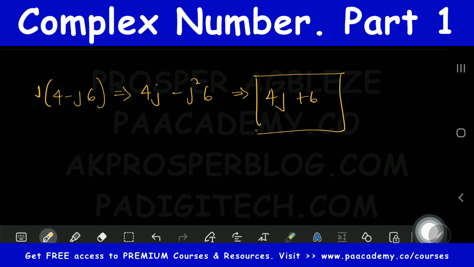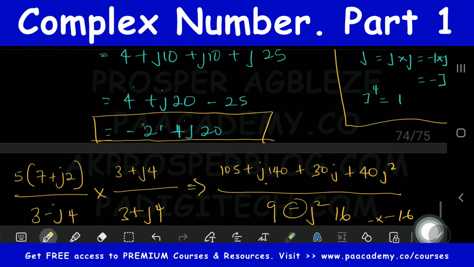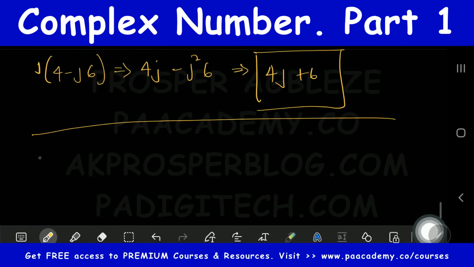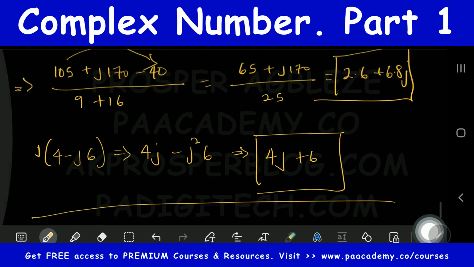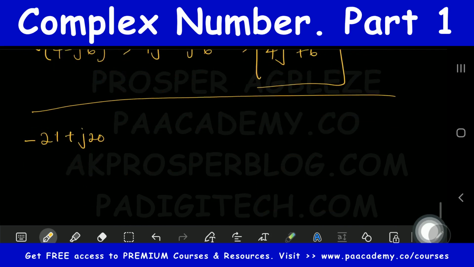So we've been able to sort out the other one. Now let's bring everything together. From the first one that we did, this was what we got, minus 21 plus j20. So we are going to be having minus 21 plus j20. Then for the second part, when we did the second one, we had 2.6, this is it here, 2.6 plus 6.8j.